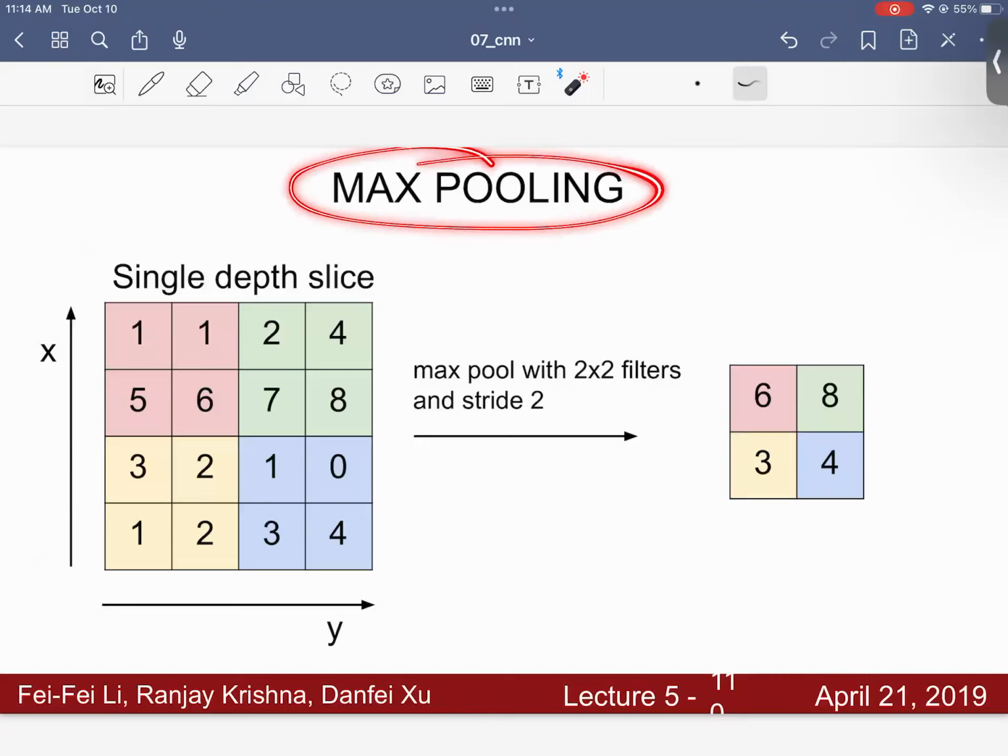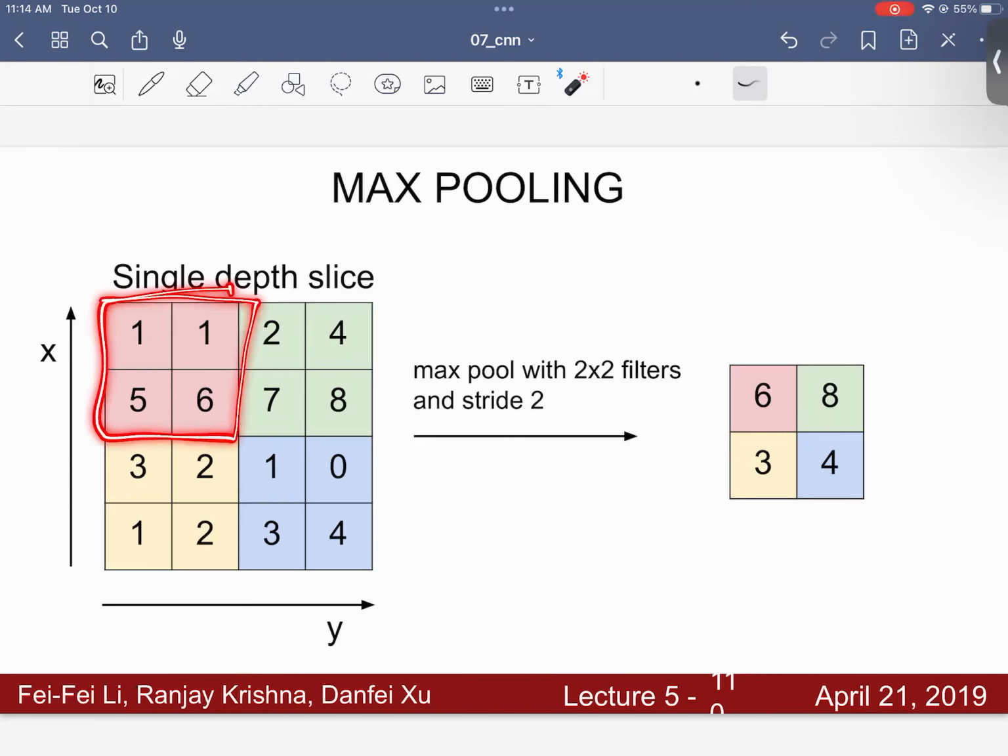Something called max pooling works like this: you have a 2x2 max pool. We call this a filter, but the values of the filter are unlearnable. So you have 2x2 max pool and stride 2. We usually use the same stride as the size of the filter when you're using pooling. So 2x2 filter, then stride 2. What max pooling does is you take a look at these 4 values and take the largest value here, which is 6.